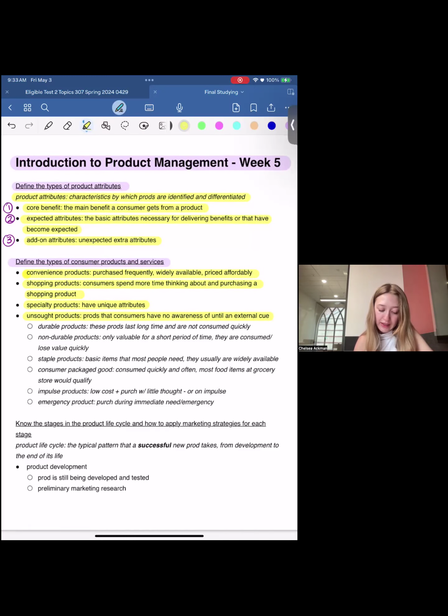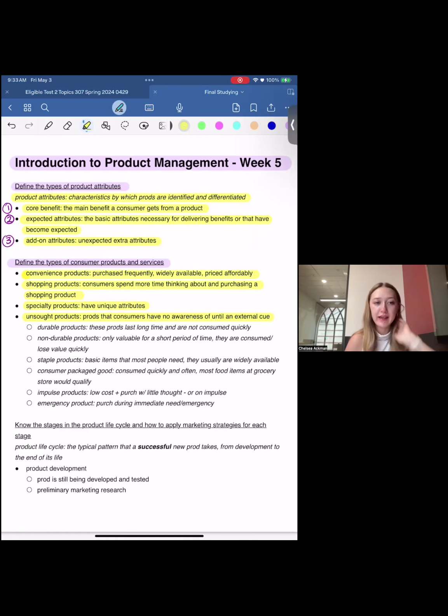And then these are extra ones, so I'm not going to highlight them, but we have durable products, which last a long time and are not consumed quickly, non-durable products, which are only valuable for a short period of time and are consumed or lose value quickly. Staple products are basic items that most people need, and they usually are widely available.